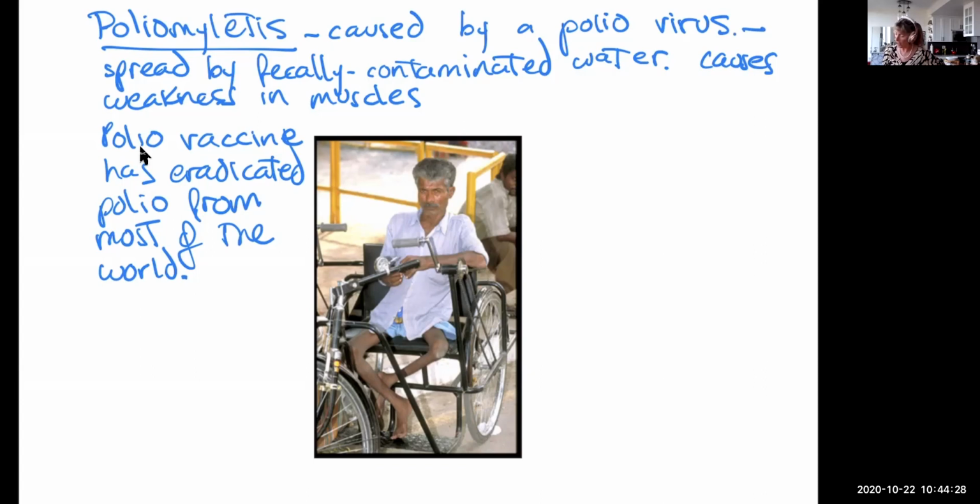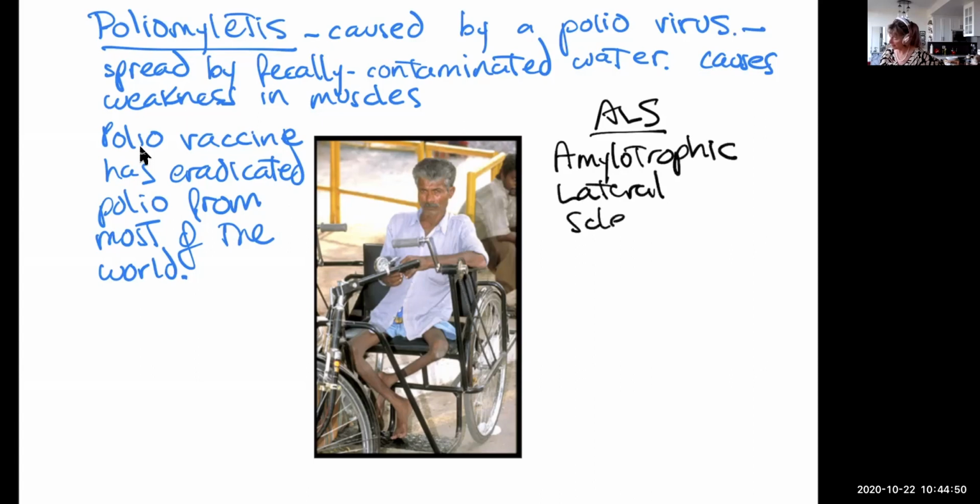Another disease is called ALS. Amyotrophic lateral sclerosis. Sclerosis is a condition, it occurs in different parts of your body, where the tissue is replaced by connective tissue, more or less scar tissue.